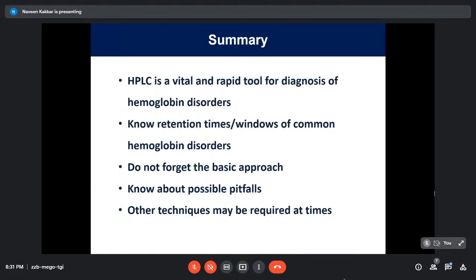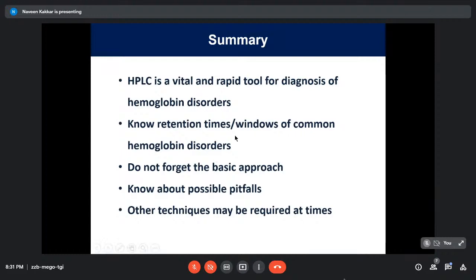Okay, to summarize, HPLC is a vital and rapid tool for the diagnosis of hemoglobin disorders. Like we just saw, you can figure out quite a lot of common things. And remember, in India, what are we dealing with mostly? Thalassemia minor, major, hemoglobin D Punjab, D Iran, Q India, S, E, and compound heterozygotes of these. The rest are less common.